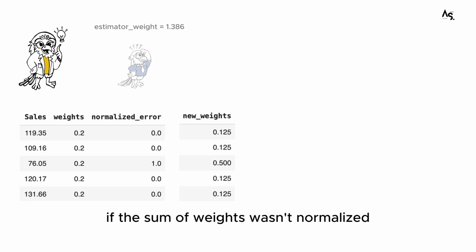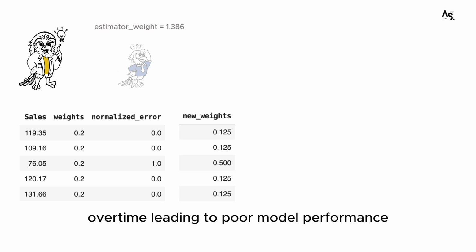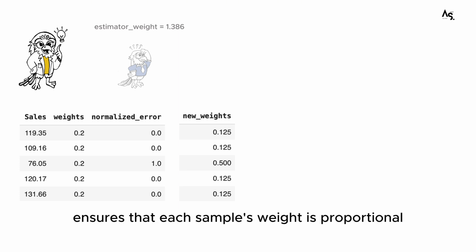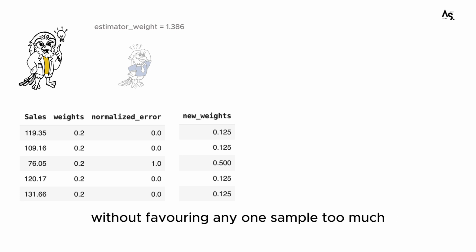If the sum of weights wasn't normalized, the updates would distort the importance of the samples over time, leading to poor model performance. Keeping the sum equal to 1 ensures that each sample's weight is proportional, allowing the algorithm to progressively improve without favoring any one sample too much.